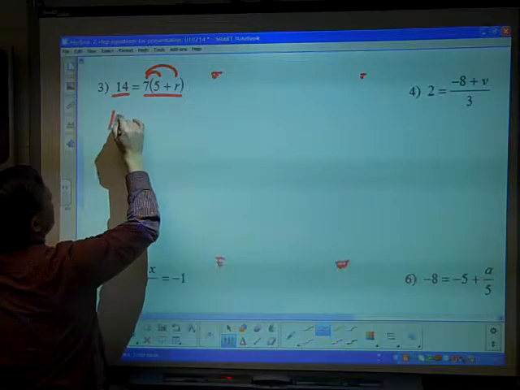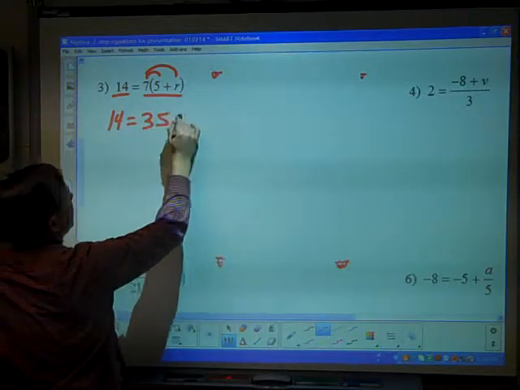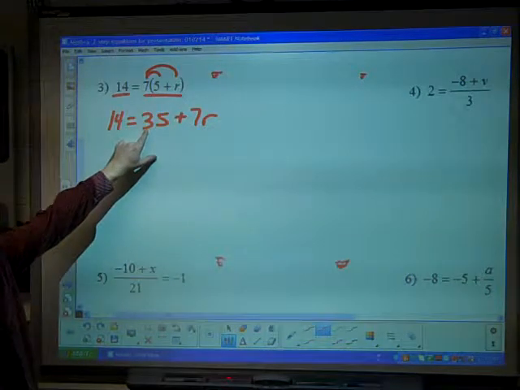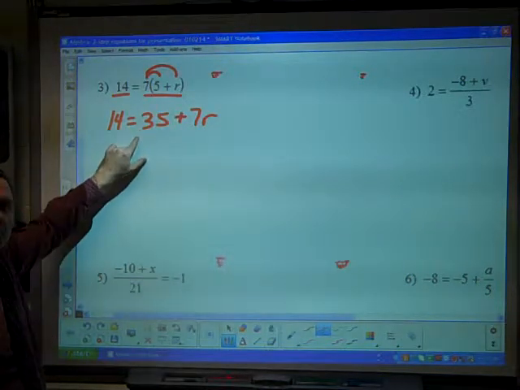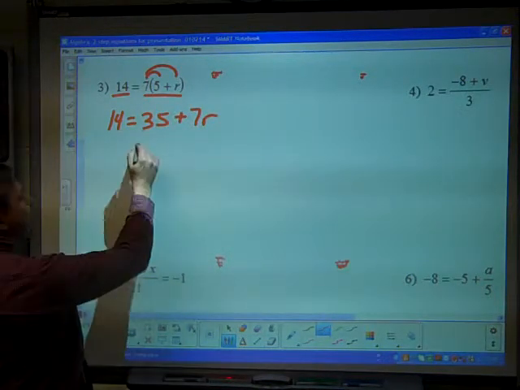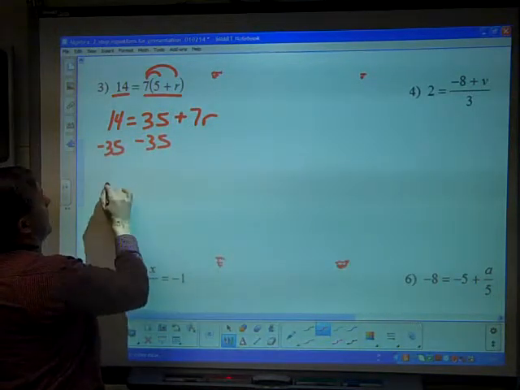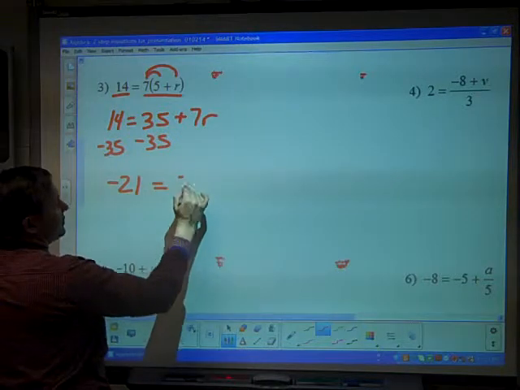And when I do that, I get 14 equals 35 plus 7r. Now if I count the terms again, there are still 3 terms. So now we must subtract or add. Well, I subtract the 35 on both sides. I get negative 21 equals 7r.